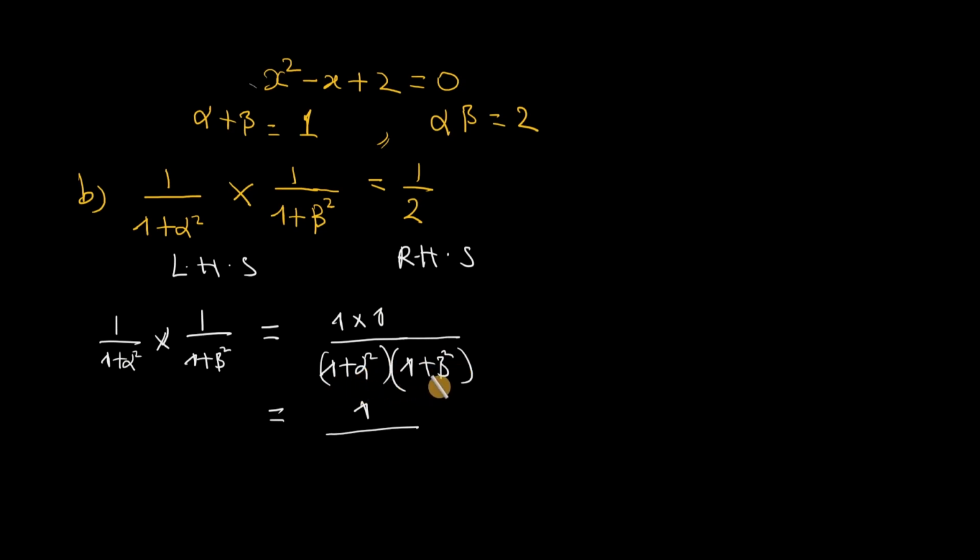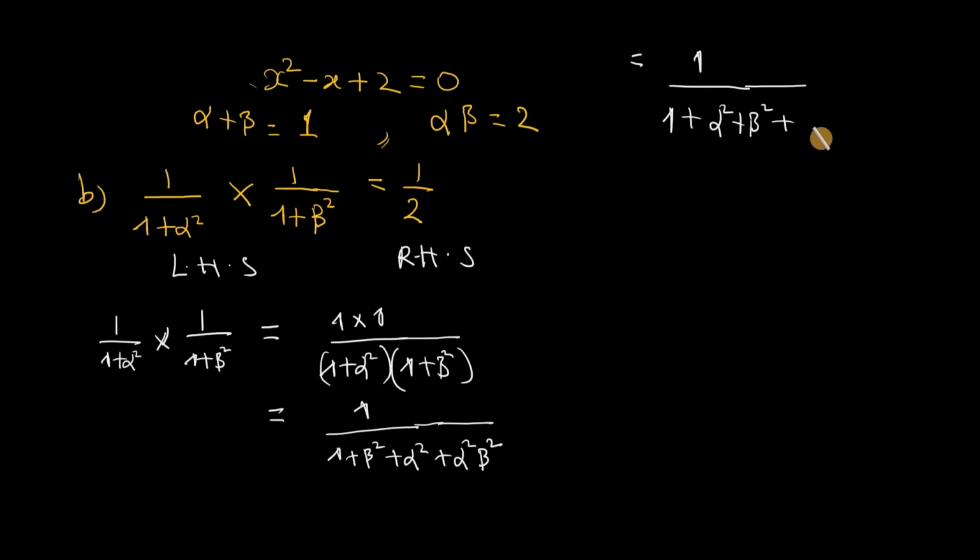1 times 1 is 1. 1 times beta squared is beta squared. Alpha squared times 1 is alpha squared. Alpha squared times beta squared is alpha squared beta squared. This denominator can still be arranged. That is 1 over 1 plus alpha squared plus beta squared plus alpha beta all squared.